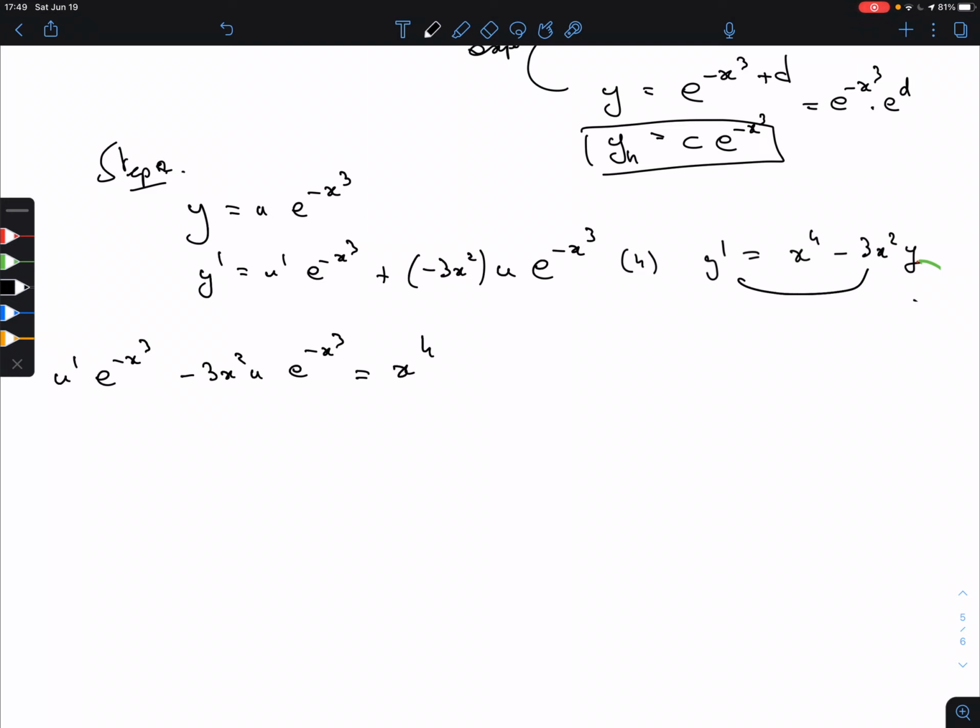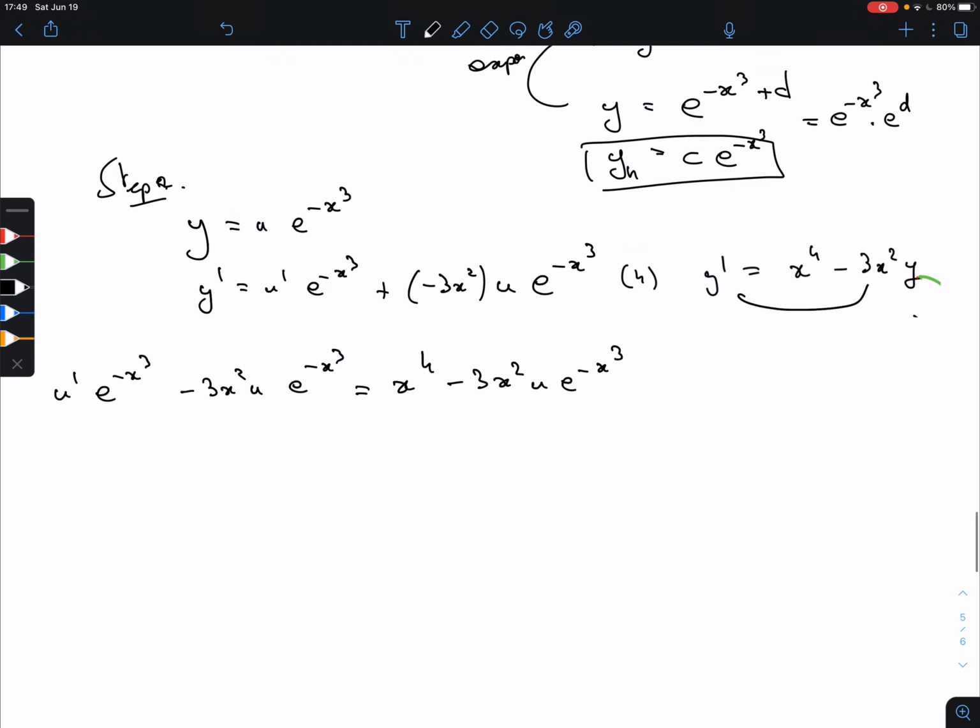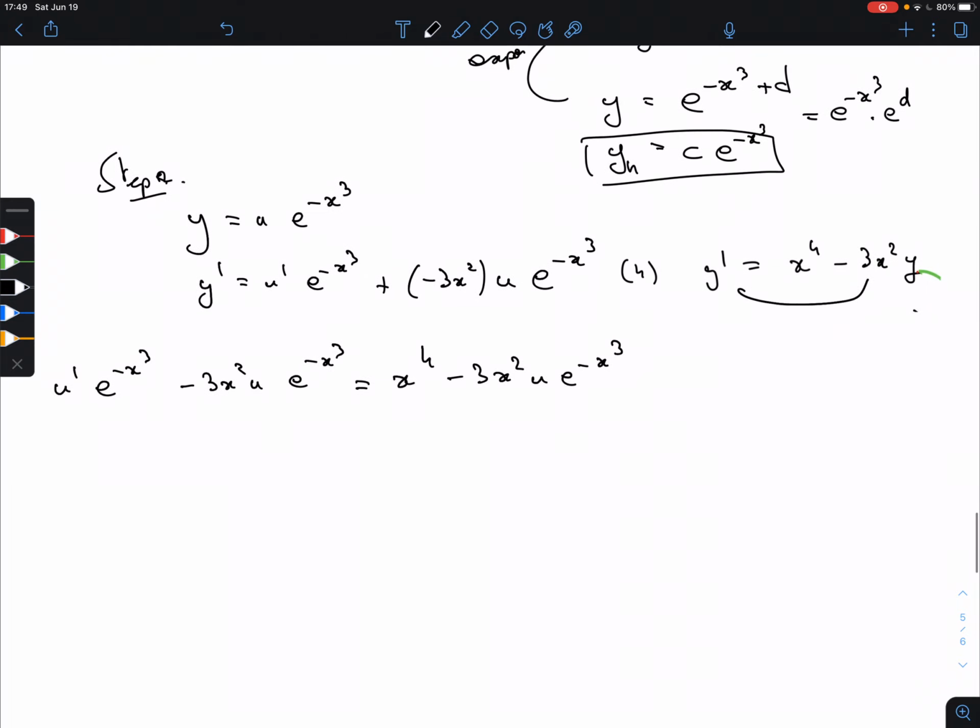Sorry. This is y prime, x to the 4th and minus 3x squared. I have to still do this. And y is u e to the minus x cubed. Okay, we know that something has to cancel here, because the variation of parameters technique tells us that we need to get rid of something, and this is the guy that we get rid of.